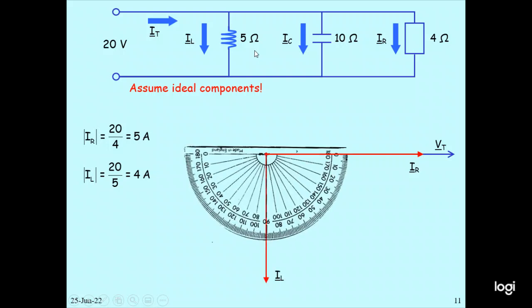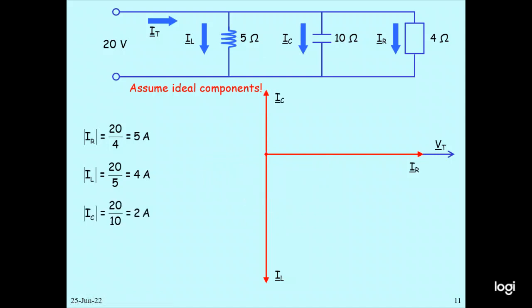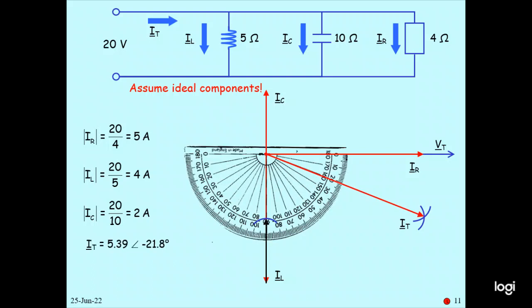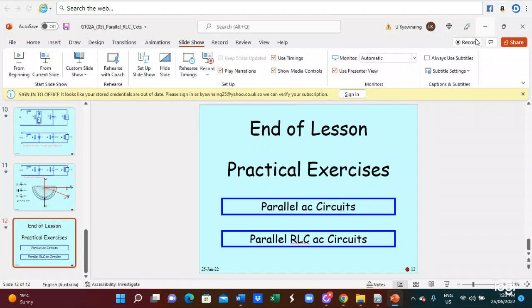Then IR and IL you draw here. The IC current is 20 divided by 10, which is 2 ampere. So you allocate IR, IC, and IL. Then you connect IL minus IC. From the combination you get IT. You can see IT's value is 5.39 at minus 21.8 degrees. So this is the way we finish, and then we have to do the practical exercise.